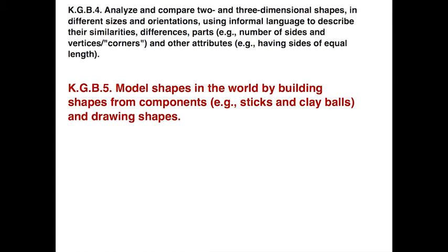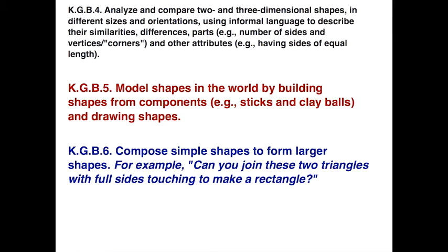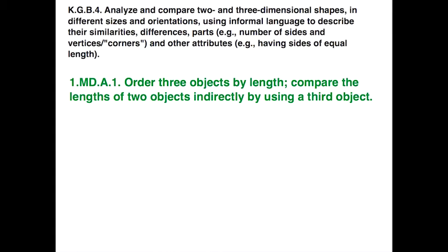In this same sequence of standards, we have K.G.B.5 that speaks to modeling shapes in the world by building shapes from components. We also have standard K.G.B.6 that talks about composing simple shapes to form larger shapes. Standard K.G.B.4 sets the foundation for standard 1.MD.A.1 that talks about ordering 3 objects by length or comparing the lengths of 2 objects indirectly by using a third object.